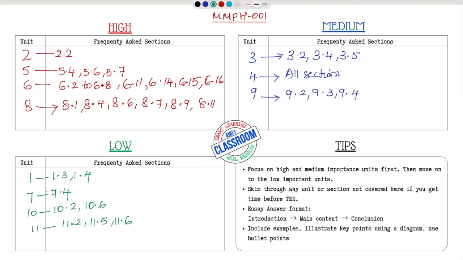So I suggest focus on the high, medium and the low importance units and sections first, and then depending on how much time you have got, at least bare minimum read through the rest of the sections, so that in case a question does come up from those sections for your examination, you will be able to write something, at least 5-6 marks you will be able to get from those, even from those essay questions. That way, just skim through after you are done with the high, medium and low priority sections.